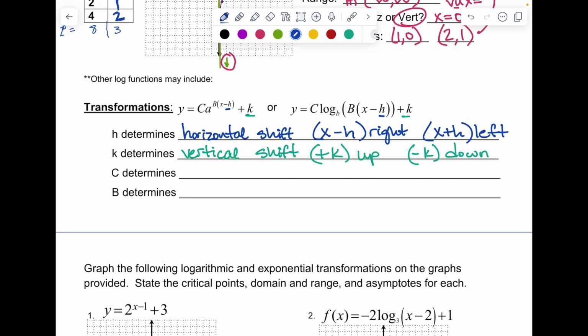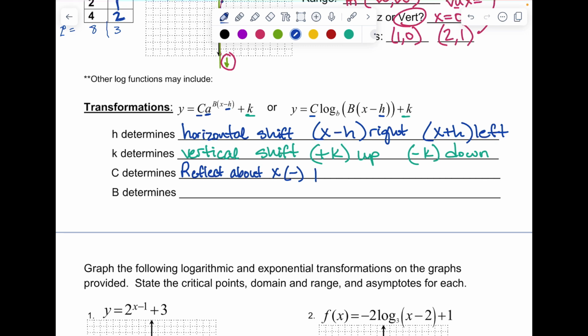C is our leading value right here. C determines our reflection and also our vertical compress or stretch. So we'll say reflect about x if it's negative. And then these rules are just like our A value rules, but you can see we've already got an A being used right here, so C is going to replace it just for these, but it's the same rules.